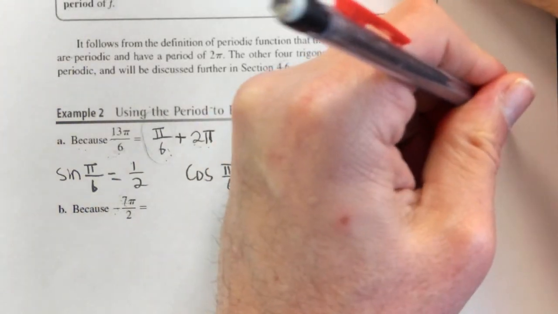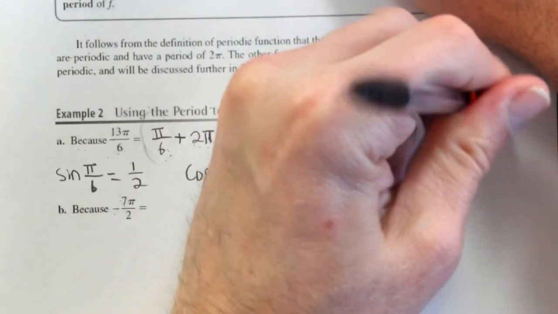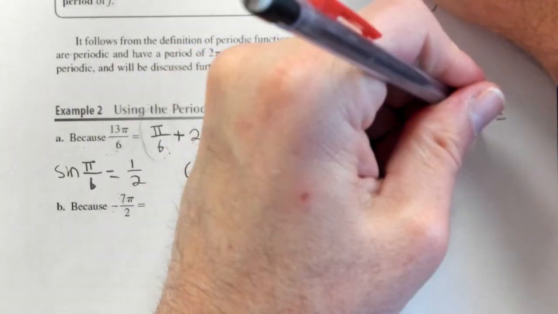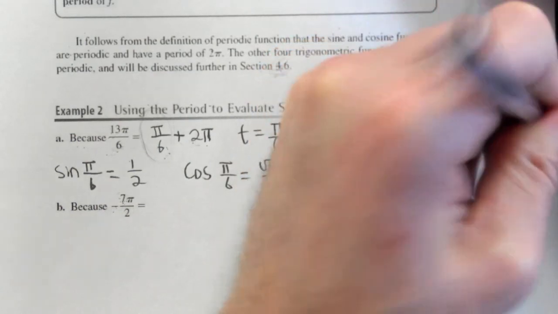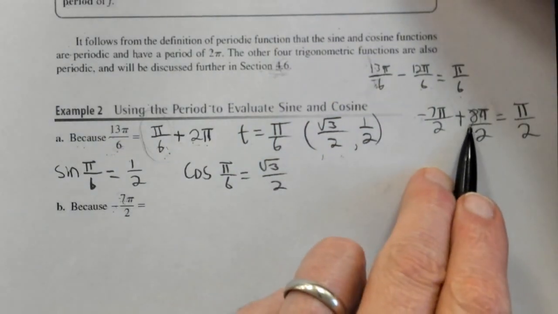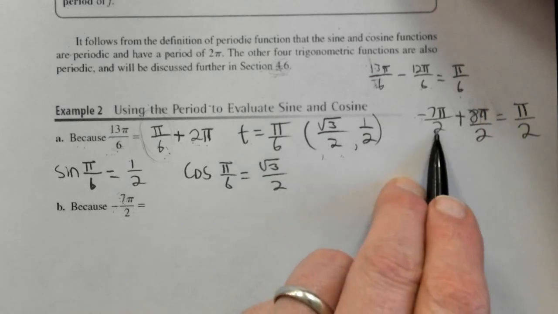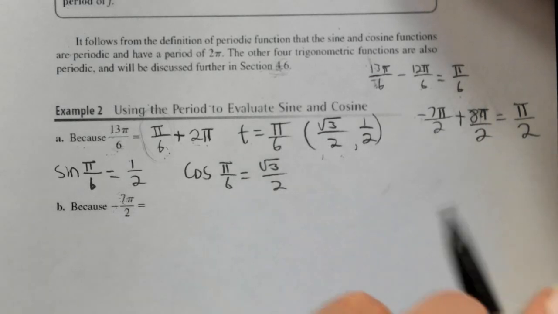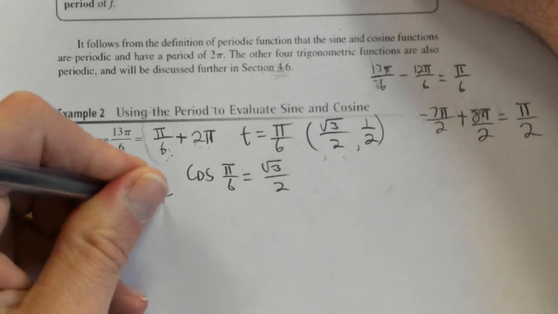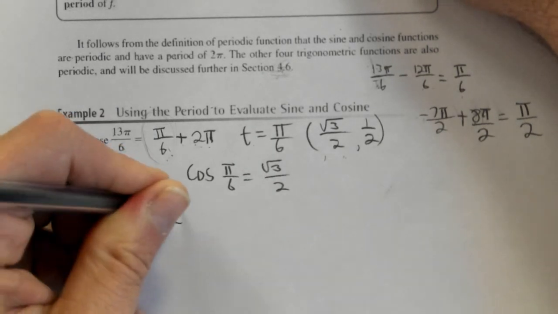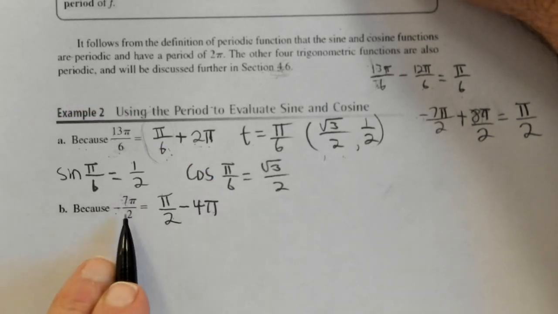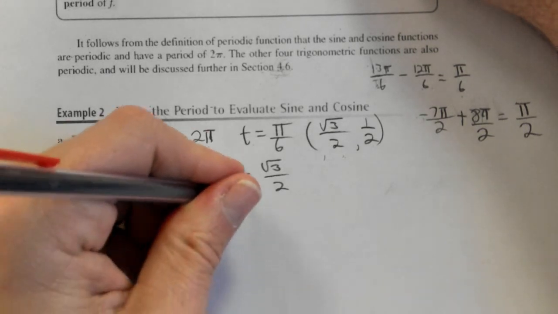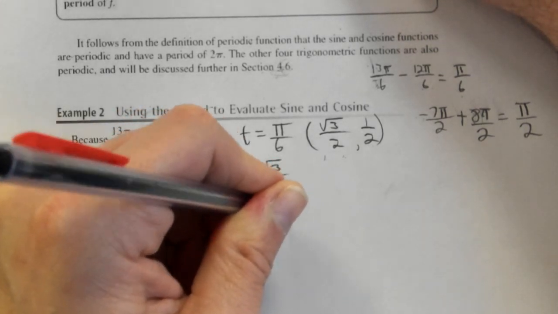So when I do, let's see what we get. Adding 4 pi, I'm going to write that as 8 pi over 2, in order to make my denominators match. When I add that, that's going to be pi over 2. Since I've added a multiple of 2 pi, I know this value corresponds to this value. So I can rewrite this as pi over 2 minus 4 pi, which equals negative 7 pi over 2, so I know they're the same. So my t value is going to be pi over 2.